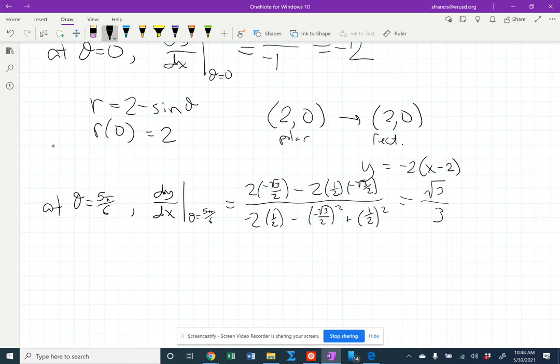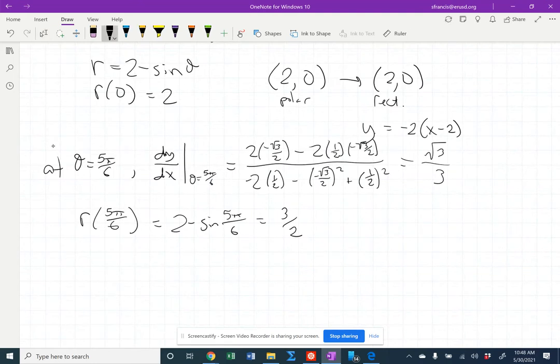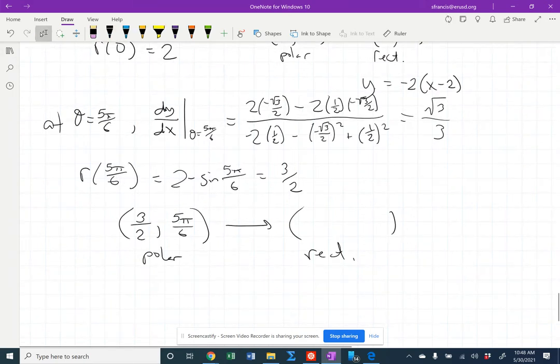So the polar coordinates for this is, r of 5π/6 is going to be 2 minus the sine of 5π/6. We said the sine of 5π/6 is going to be a half. So 2 minus a half is going to be 1.5 or 3/2. So the polar coordinates here are 3/2, 5π/6. And if I want to convert that over to rectangular, this is polar. We want rectangular, so we can graph this. I didn't do this ahead of time here.